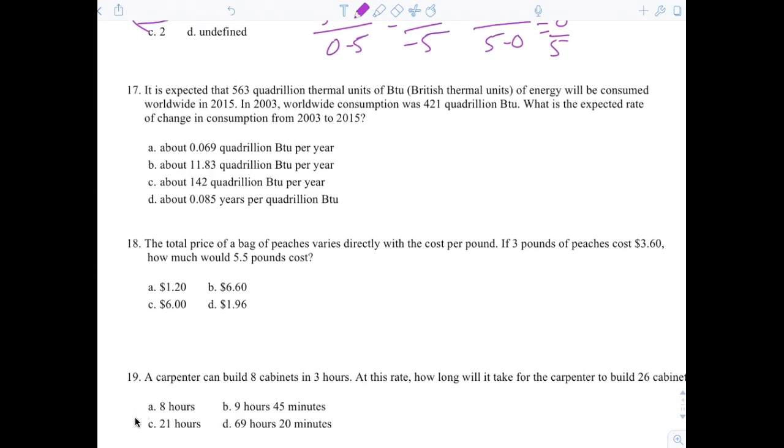Okay. Again, the word problem. So what's this probably going to be about? Slope, right? Most of the time. It says it is expected that this many thermal units of energy will be consumed in 2015. In 2003, you consumed 421 quadrillion BTUs. What is the expected rate of change from 2003 to 2015? In 2003, there was 563, and in 2015, there was 421. Hold on. Yes, you're right. It is backwards. All right, thank you.